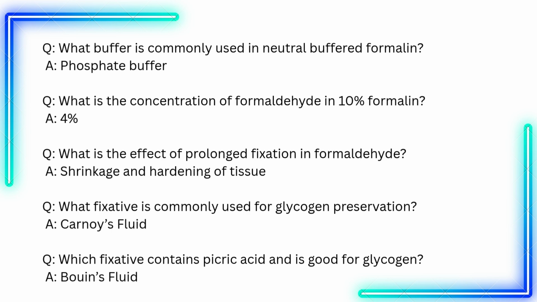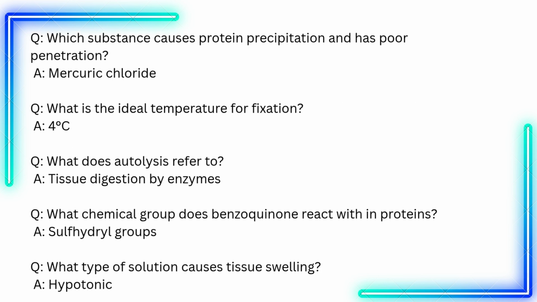What fixative is commonly used for glycogen preservation? We use Carnoy's fluid. Which fixative contains picric acid and is good for glycogen? Bouin's fluid. Which substance causes protein precipitation and has poor penetration? It's mercury chloride.